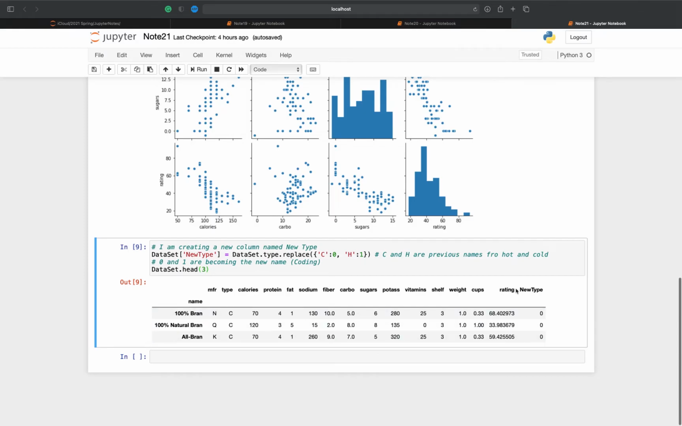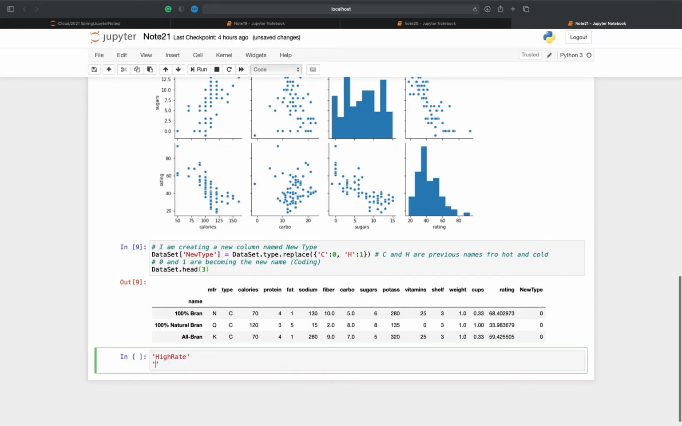So add another column, call that new rating, and then replace all the ratings that are above the mean of rating by, write down, high rate, for example, and whatever is below the mean rating, you can write down low rate. So high rate for all the ratings that are above the mean rating.